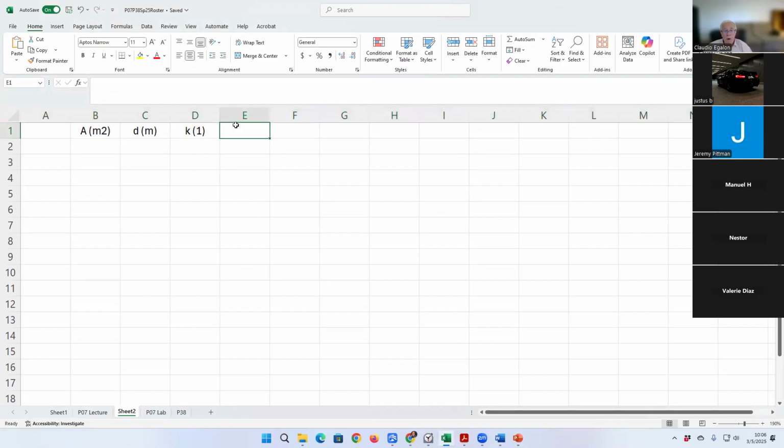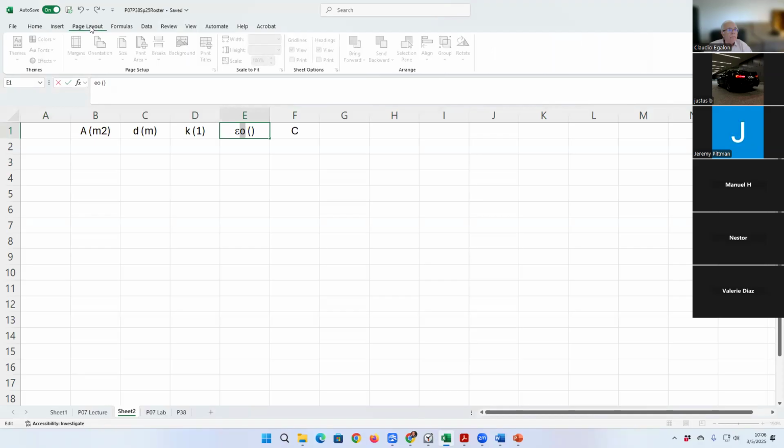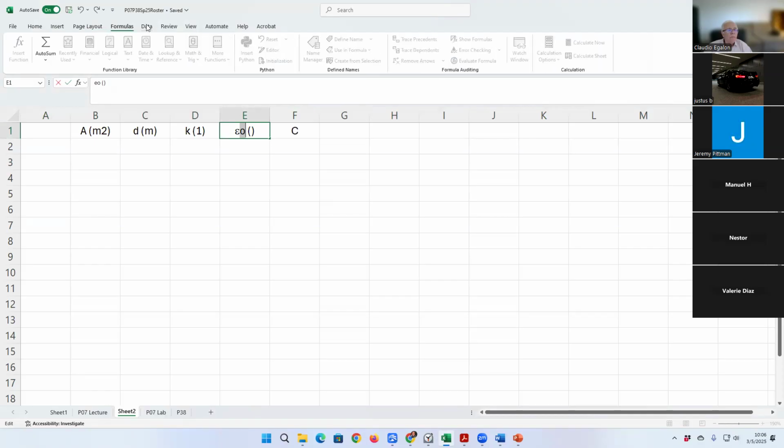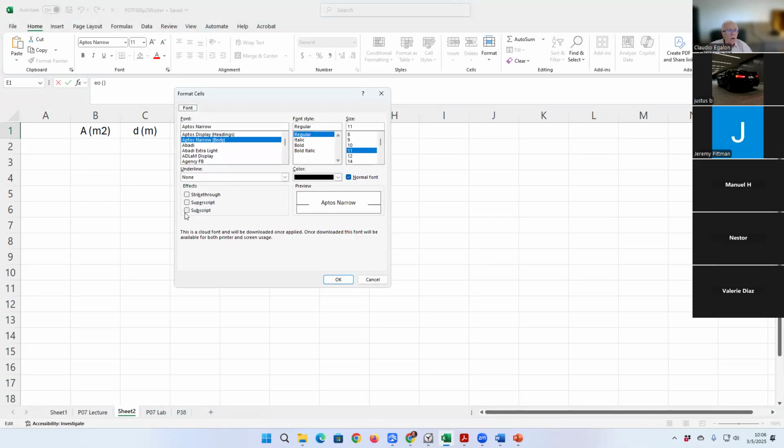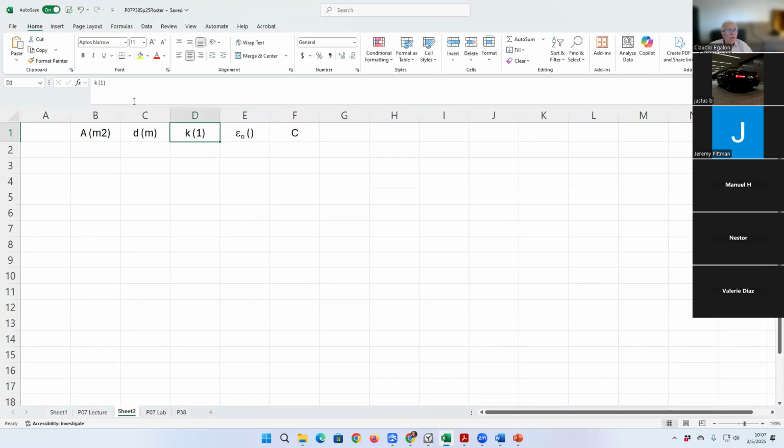Okay, what else do we need? We need to calculate the capacitance. We will also need that epsilon naught. Epsilon naught had that special unit that I'm going to get for you soon. Fonts right in here. That's what I want. Subscript. I want also change this one to symbol.